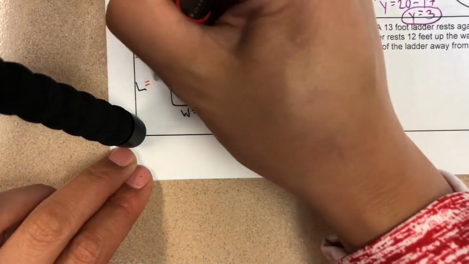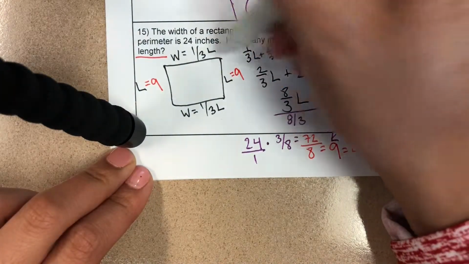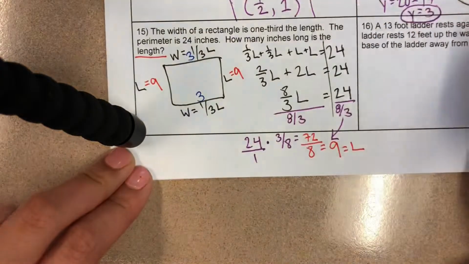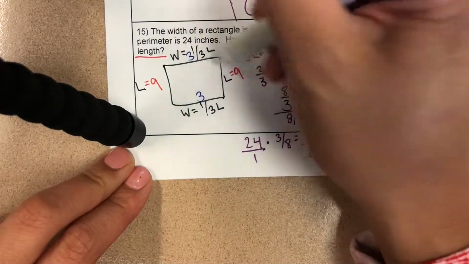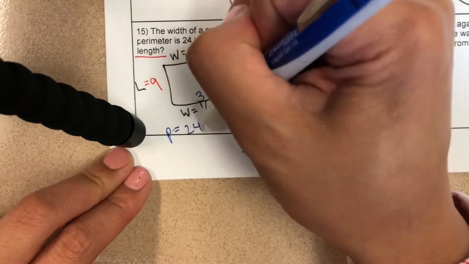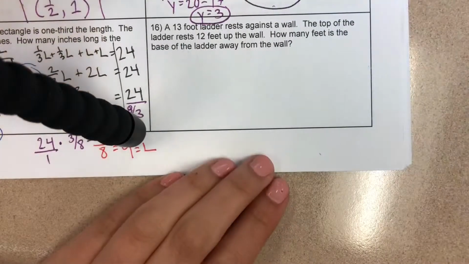Length is 9, and if I wanted to go the extra step, 1/3 times L, 1/3 times 9 is 3, so my width is 3. When I add these up, 3 plus 9 plus 3 plus 9, that gives me a perimeter of 24. So L is 9. Okay, again, I want to draw my picture.